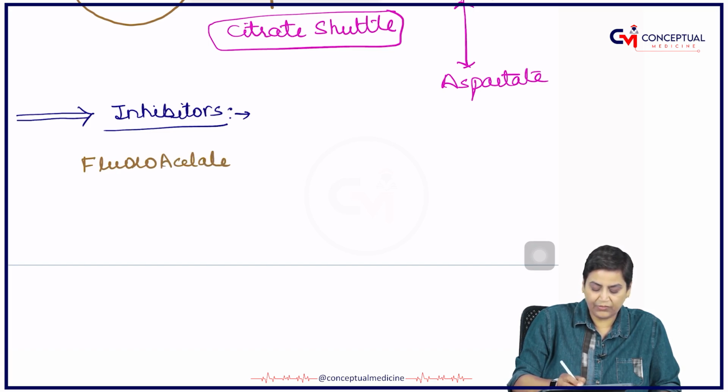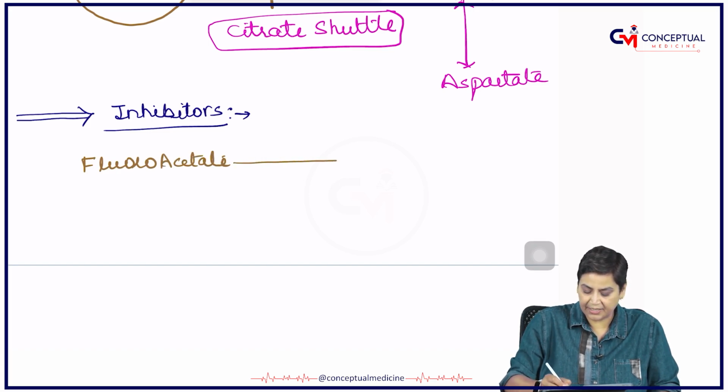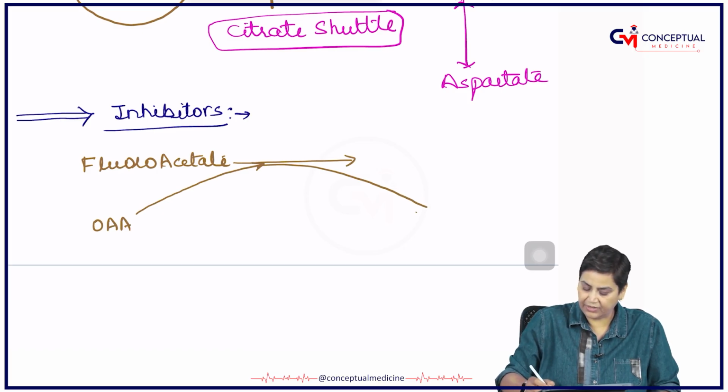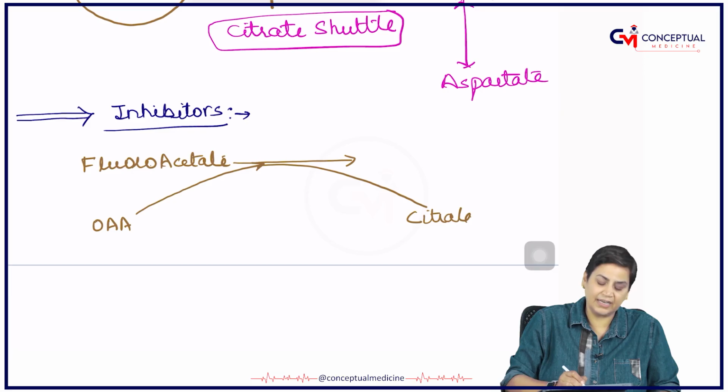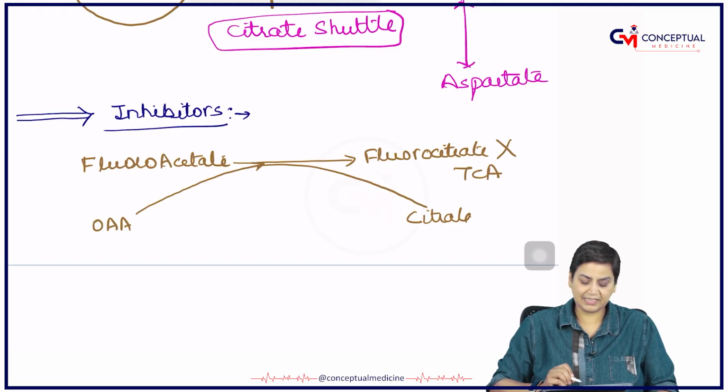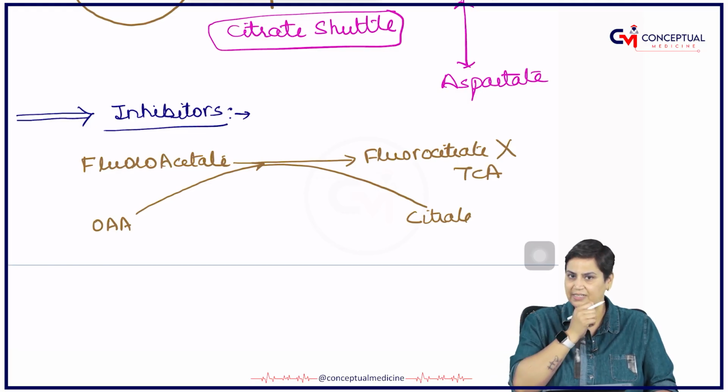Fluoroacetate. So what will happen is this fluoroacetate, basically the reaction is what? Oxaloacetic acid is forming citrate. This is the reaction we have studied. But when fluoroacetate comes, it is going to form fluorocitrate, thereby blocking TCA. So this is the inhibitor of TCA cycle.